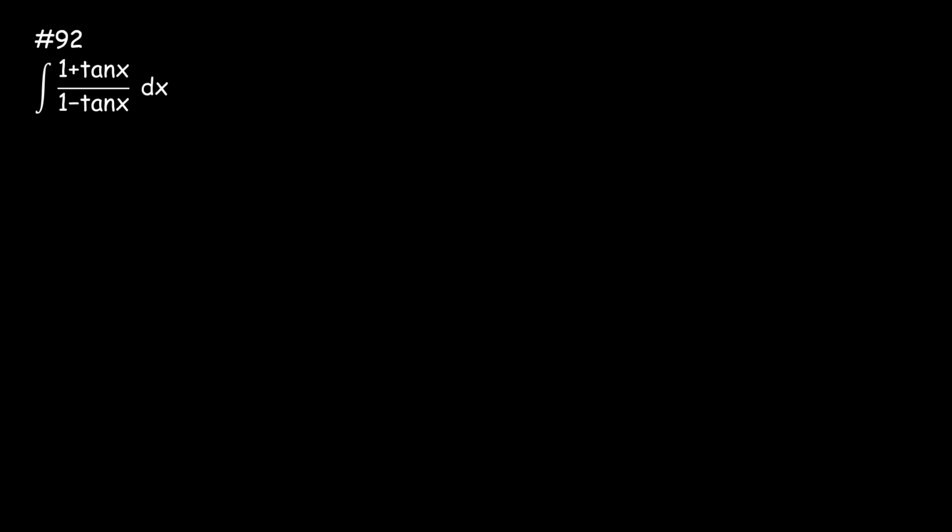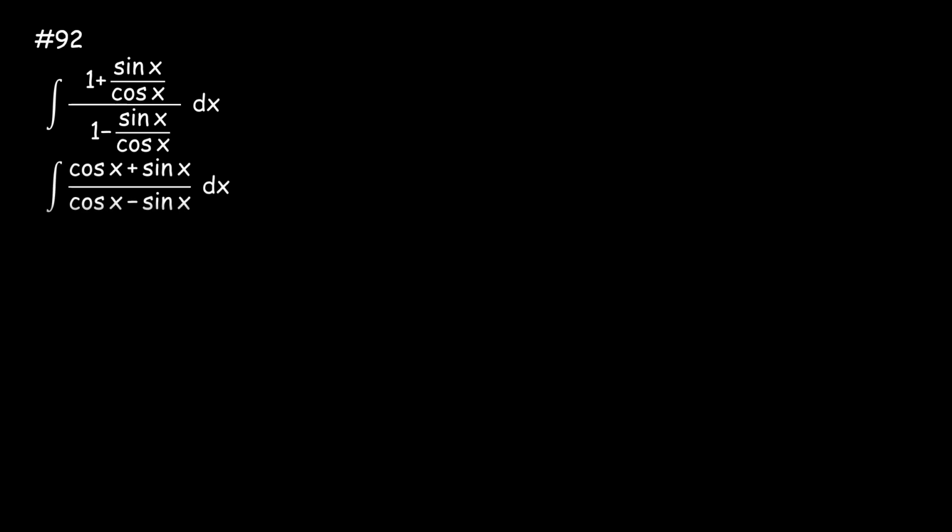Question 92, we have the integral of 1 plus tan x over 1 minus tan x dx. So tan x is the same as sine over cos, right? If you simplify this, the cos in the denominators would actually cancel out. In the numerator, we're going to have cos x plus sine x, and in the denominator, we're going to have cos x minus sine x.